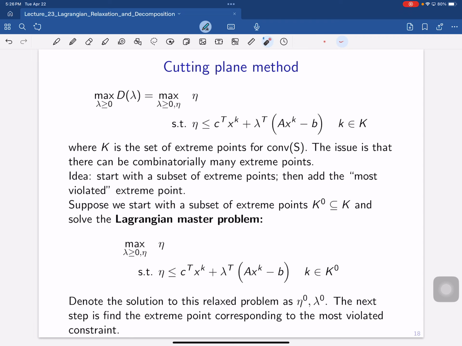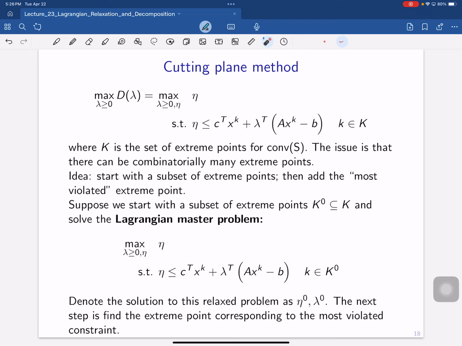You are minimizing over all the linear functions, but you are trying to find the lambda that maximizes this minimization over linear functions, right? So this is a reformulation of the problem we have, where K is the set of all the extreme points in the convex hull. The issue is that, of course, you don't know how to get all the extreme points of the convex hull. It's a super expensive problem.